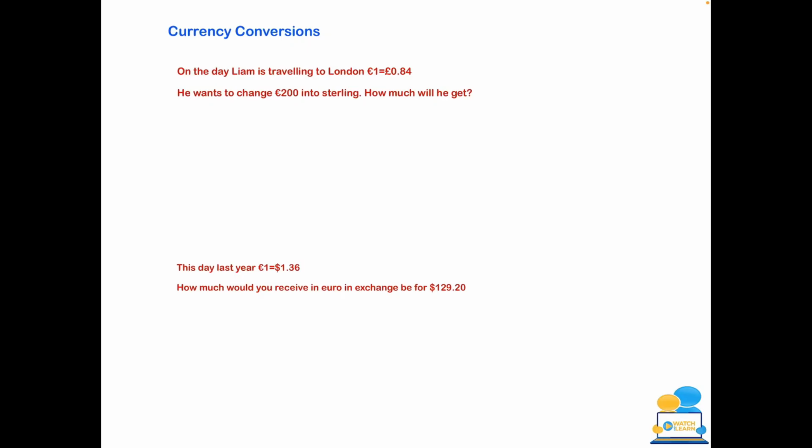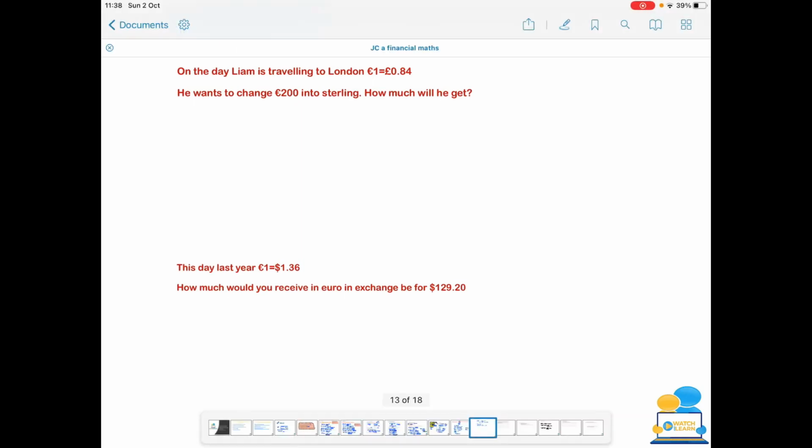Now we're going to look at currency conversions. So this is maybe moving between euros and pounds or euros and dollars. Super common exam question, and it's also really handy in real life if you ever go traveling anywhere. So we'll have a look at 2 questions first, and then we'll look at 2 exam questions on this. On the day Liam is traveling to London, the exchange rate is €1 is 0.84 pounds. He wants to change €200 into sterling. How much will he get?